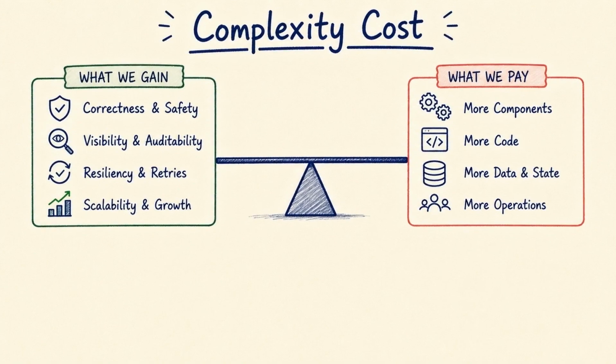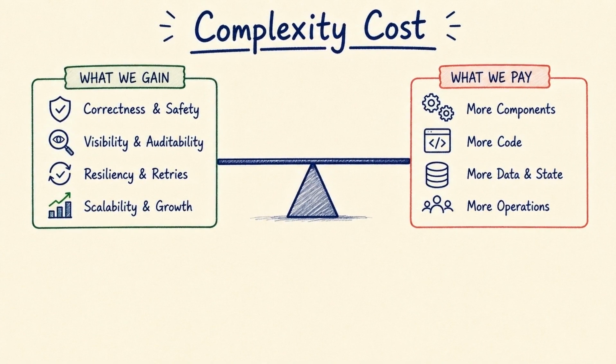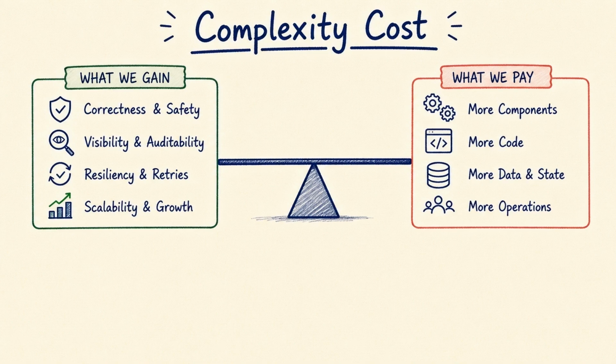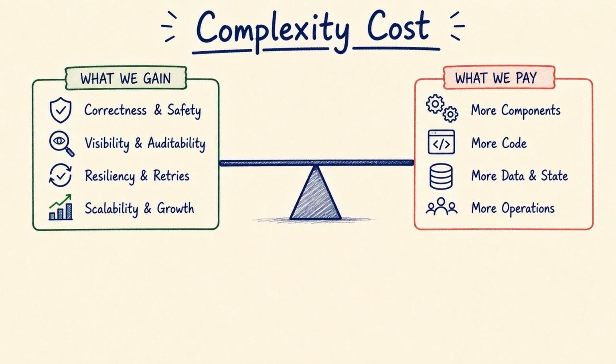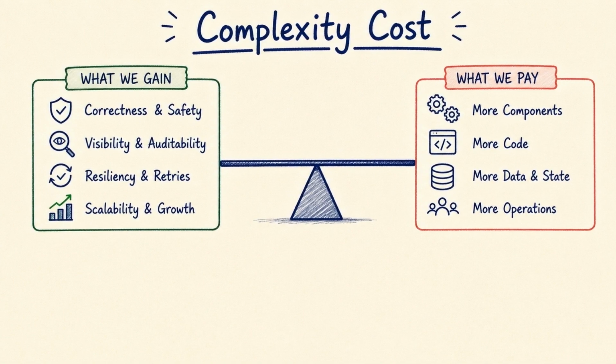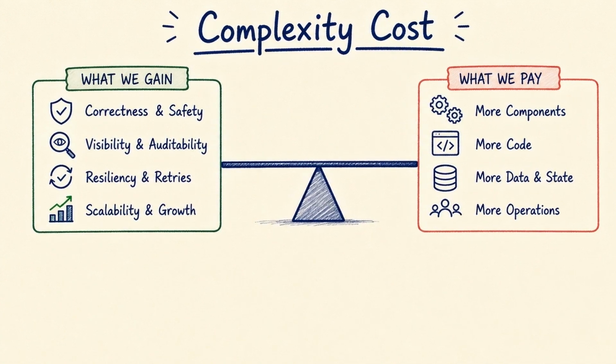But there is always a bill to pay. The cost of the stronger design is you now own asynchronous flow, deduplication, monitoring, and more moving parts than a direct send ever showed. The trade-off is the real system design conversation.